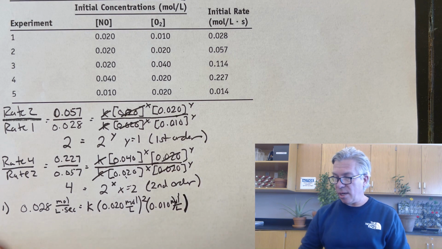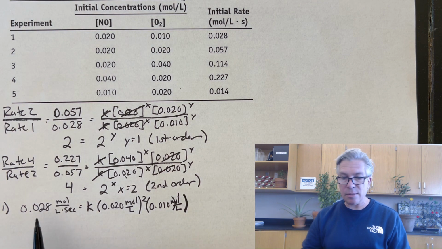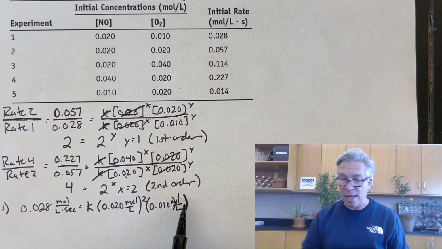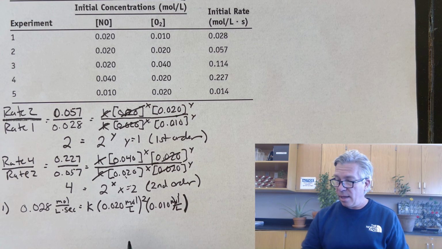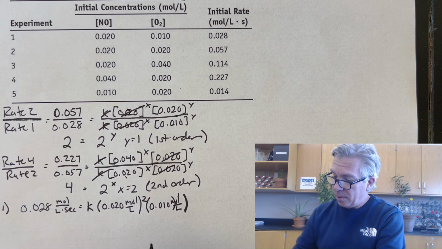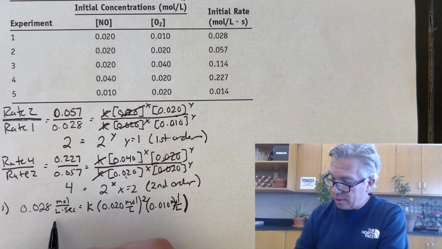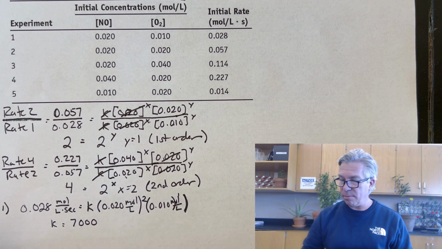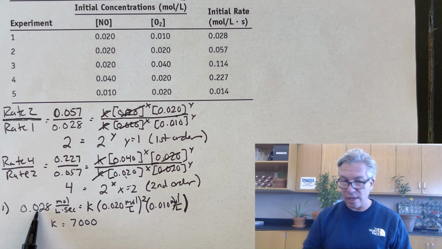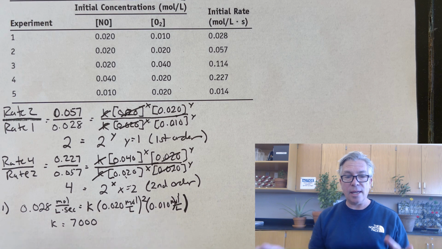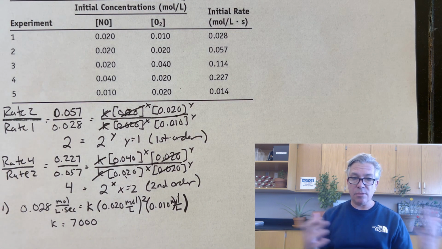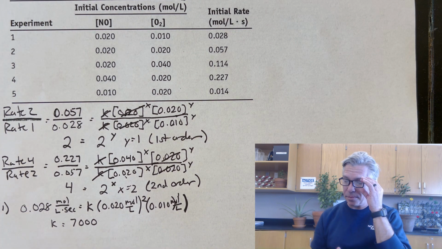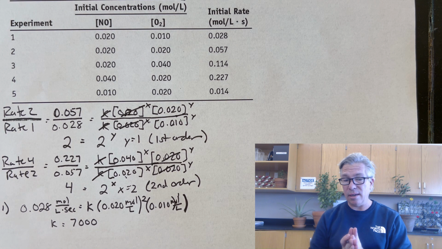And once we pick a trial and plug that all in, we know the exponents now, so we can do our math, okay? And when we do the math, we end up with a k value of 7,000. So I take 0.028 divided by 0.02, divided by 0.02 again, divided by 0.01, and I get 7,000. And that's great. You're going to get a number. It could be really big. It could be really small. But you will have to put a unit on it.